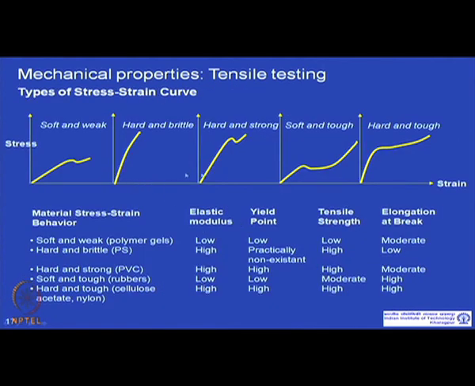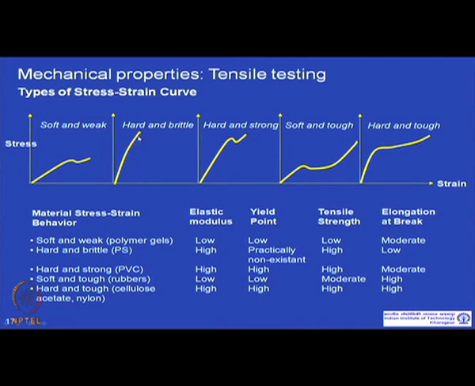I just showed one example on the last page of a stress strain curve that captures all the possible deformation terminologies, but typically one particular polymer has one type of deformation behavior. For example, polymer gels have this type of soft and weak stress strain behavior.